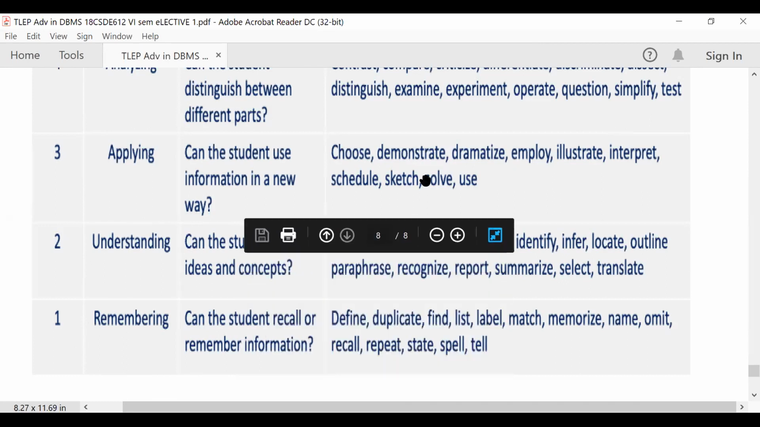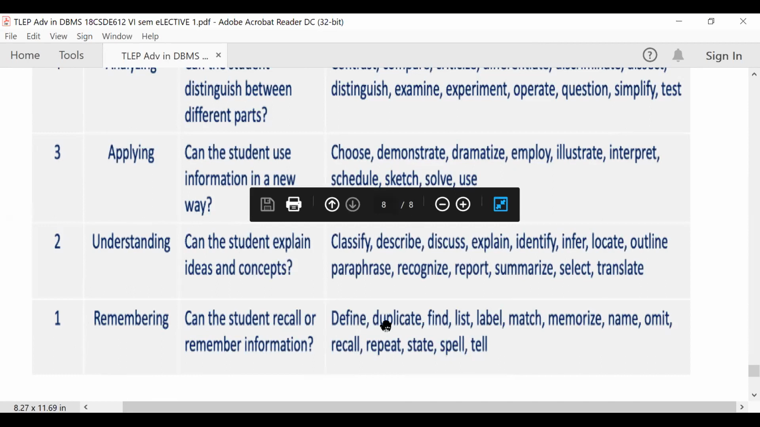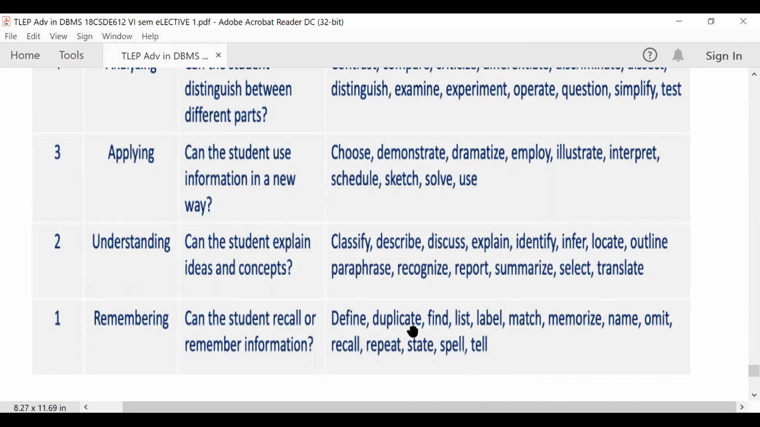If the question is asked at the remembering level, we'll have keywords or action verbs like define DBMS, duplicate the OODBMS with respect to a real-time application, or we will ask a question like state the architectural models of distributed database management system. So these are the keywords usually used: define, state.